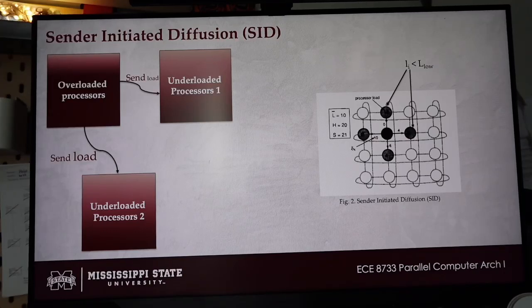The second strategy is sender initiated diffusion. The idea of sender initiated diffusion is that the overload processor will send load to the underload neighbors. Each neighboring node will calculate a value that is less than the average load in the domain, then inform other near neighbors of their load level.